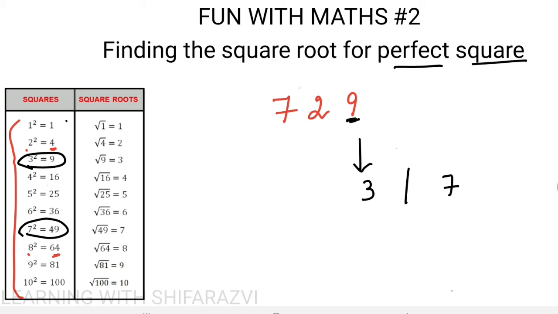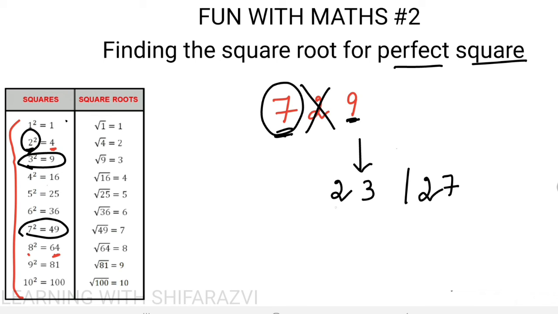Now I will strike out the tens digit and take the 100th digit and then check which number's square is less than or equal to this number. So that is 2, because 3 square is 9, which is beyond 7. So I have to take 2. So my answer would be either 23 or it will be 27.